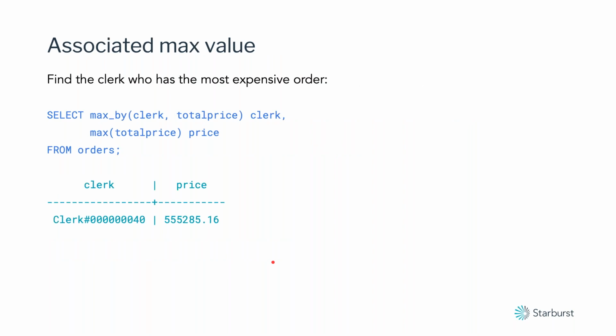Another thing that's common to do is you've got the max function where you're asking, what's the maximum price of all the orders? You can just use the max function for that. But another question you might want to ask is, what was the clerk for the order that had the maximum price? The max_by function lets you do that. The max_by function takes the value that you want to return and then the value that you want to compute the maximum over. We can see the clerk associated with the maximum total price was clerk 40.